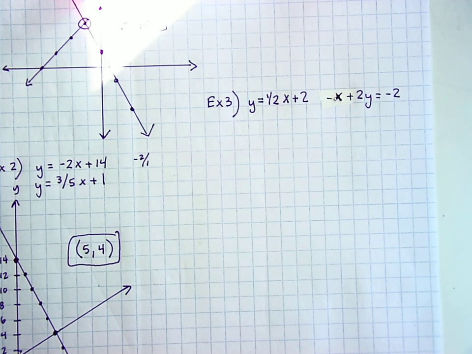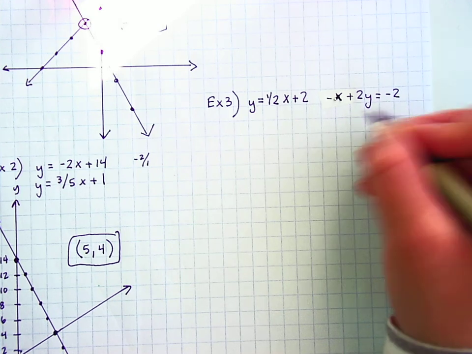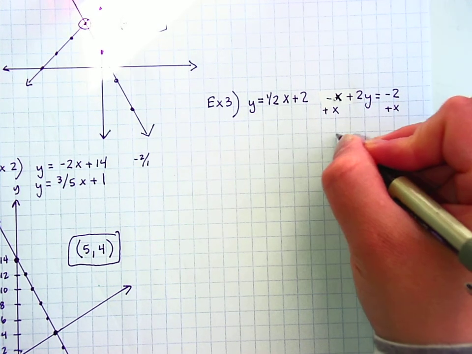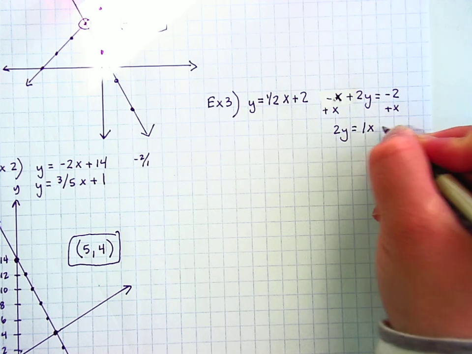So the first thing you have to do when you're solving these is you have to make sure that your equations look like y equals mx plus b so that it's easy to graph. There's only one problem, I believe, in your homework where you have to do this, so make sure that you do. So I'm trying to get y by itself right here, so first thing I'm going to do is add x on both sides. So that's 2y equals 1x minus 2.